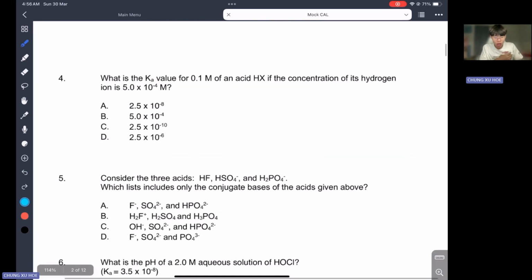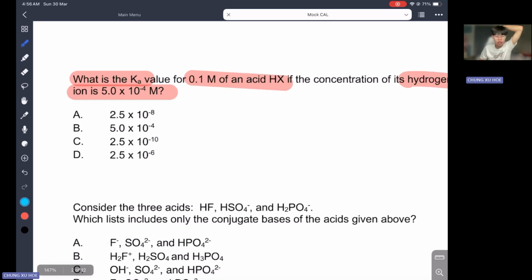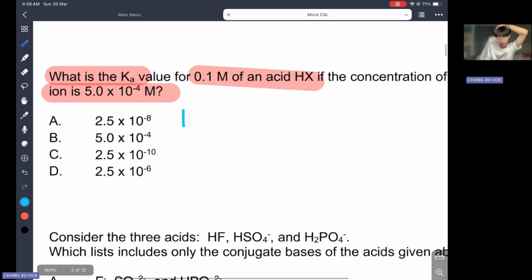Question 4. What is the Ka value? They're asking for the Ka value for 0.1 molarity of an acid HX, given the concentration of hydrogen ion. I don't know if it's strong or weak, but I know they gave 0.1. So first of all, I can start with the Ka formula.